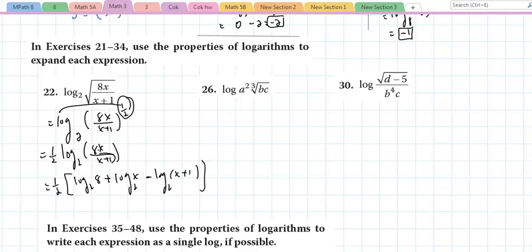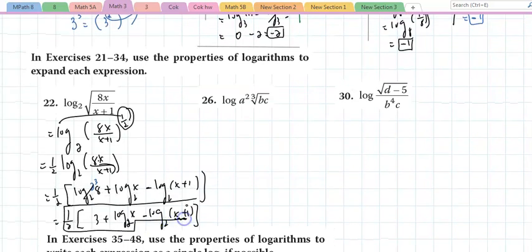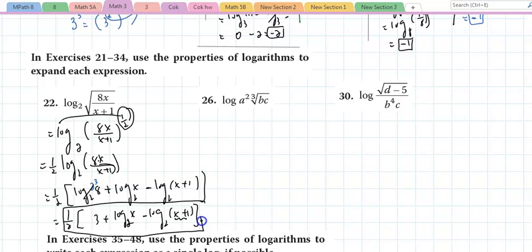And isn't 8 really 2 cubed? So wouldn't that be 1/2 of 3 plus log base 2 of x minus log base 2 of x plus 1? Be careful, we have no rule for a plus. You could distribute that 1/2 in. You could leave it as is. It really makes no difference.